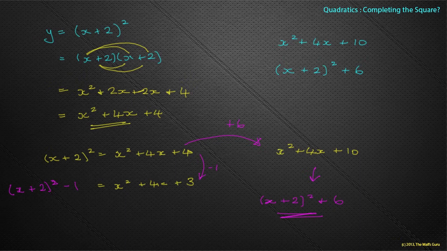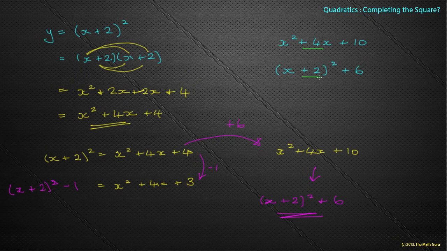Well, I notice, interestingly, that this value here, this plus 4, is halved to get to here. Does that work in other ways? Well, actually, yes, it does. That's pretty much the trick to completing a square. Well, that sounds pretty easy.